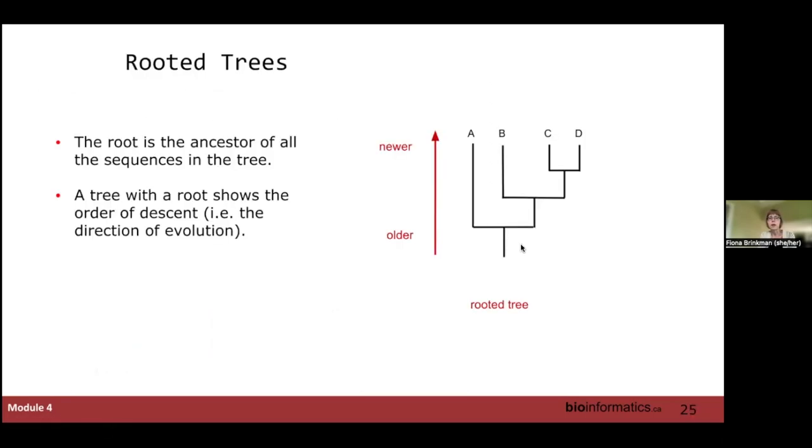Okay, for rooted trees, the root is again the ancestor of all the sequences. A tree with a root shows that order of descent. So it's very powerful because it really shows you that A branched off, then B branched off, then C and D diverge from each other. Okay.